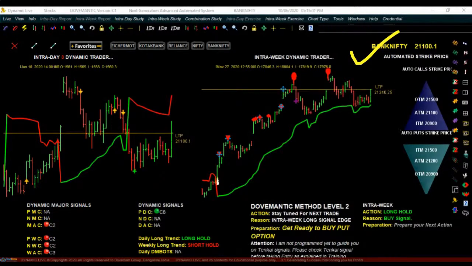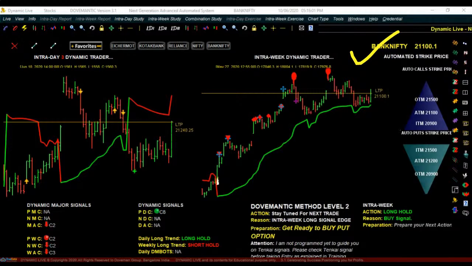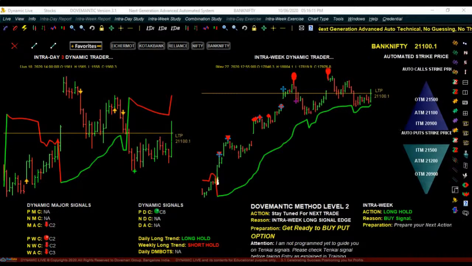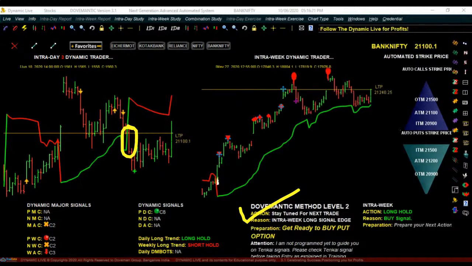Now, if you're trading in Bank Nifty, then Nifty is your Tenkai signal. Go check Nifty. Similarly, if you're trading in Nifty, then Bank Nifty will be your Tenkai signal. So what are you going to check? When Bank Nifty at this point said buy put option now, at the same time, go check in Nifty what is happening in Nifty. Now, what will you check in Nifty? There are only two things that you are supposed to check in the Tenkai signal.